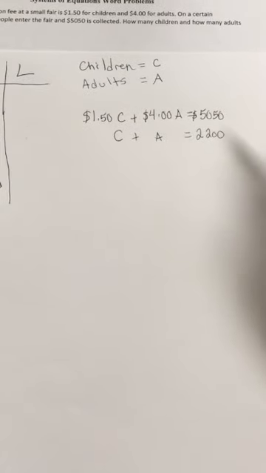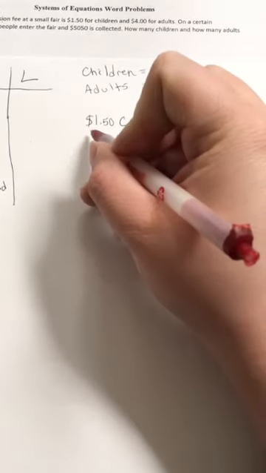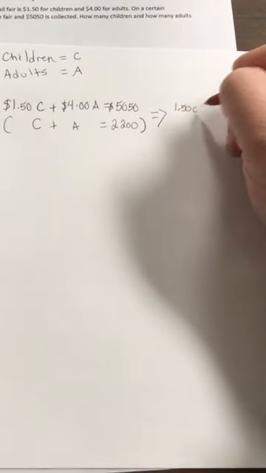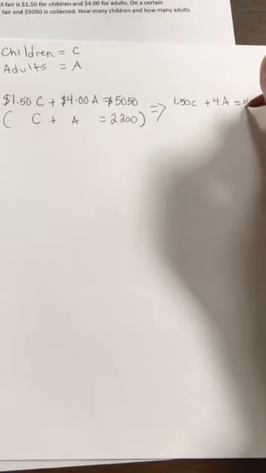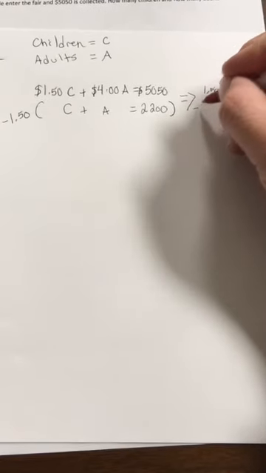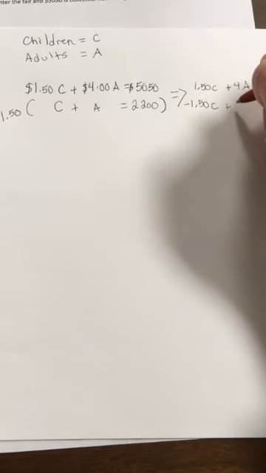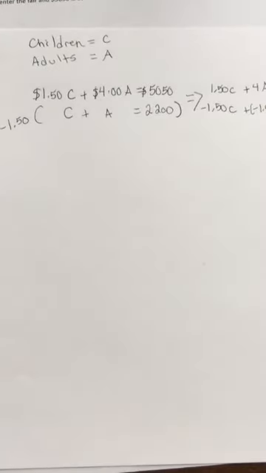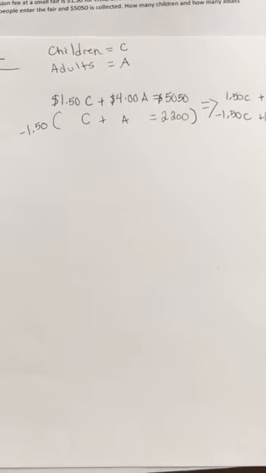Now we've got to figure out a method of solving this. I'm going to solve it by the elimination method. So I'm going to multiply everything in the bottom by negative 1.50. The top equation stays the same: 1.50C plus 4A equals 5,050. And the bottom will say negative 1.50C plus negative 1.50A equals, well, we've got to figure out what 2,200 times negative 1.5 is. That's negative 3,300.